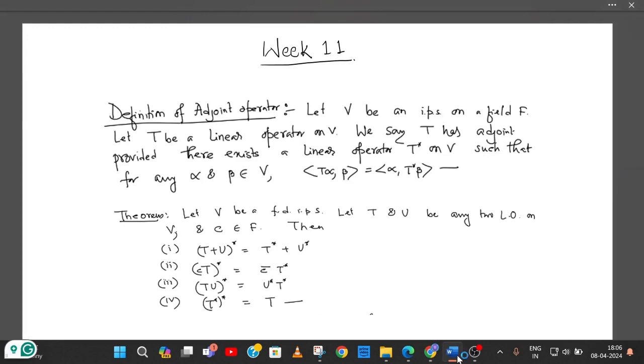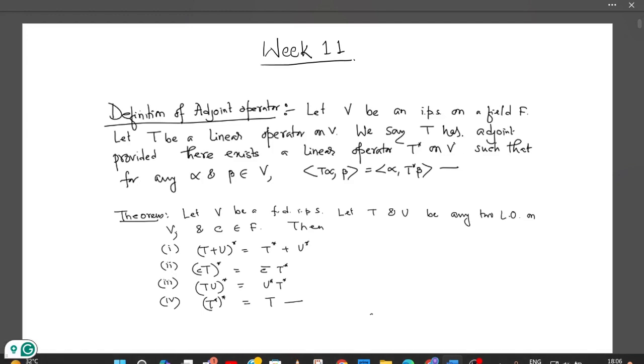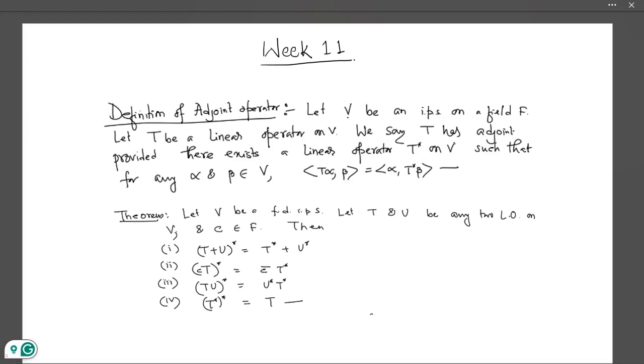The week started with defining the adjoint operator. Actually, it was defined in the 10th week, but this week we started by recalling the definition of adjoint operator, which is like this. If we have an inner product space, let's say V, and T a linear operator on V, then T has an adjoint provided there exists a linear operator T star such that for any alpha, beta in V, this condition holds.